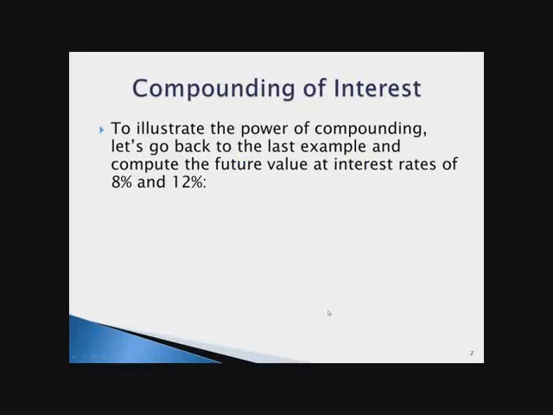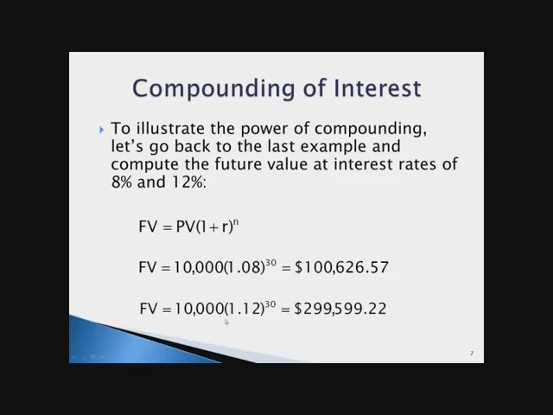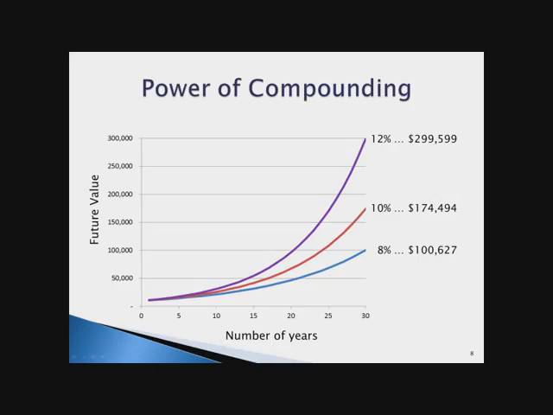To illustrate the power of compounding, let's go back to the last example and compute the future value at interest rates of 8% and 12%. We've already done 10%. So we take the same calculation and put in future value equals 10,000 times 1.08 to the 30th, and we get $100,626.57. At 12%, we would get $299,599.22. If we compare these on the graph, these are all three results. At 10%, which was the original example, we got $174,494. At 8%, we got $100,627, and it's intuitive that we would get a lower future value.